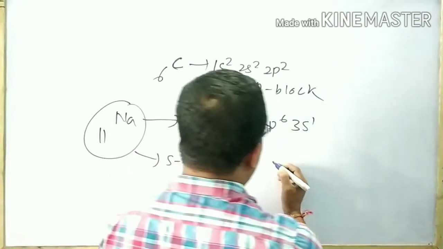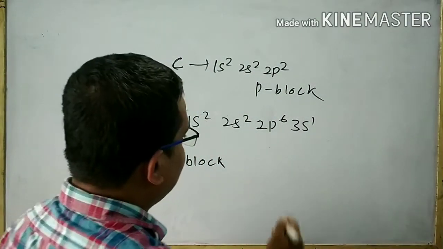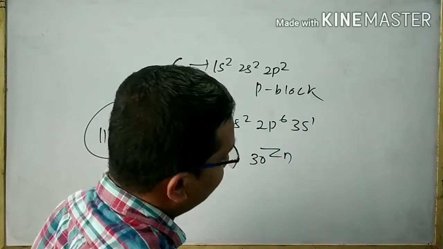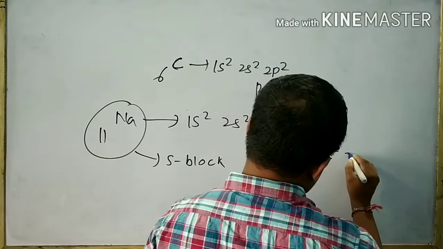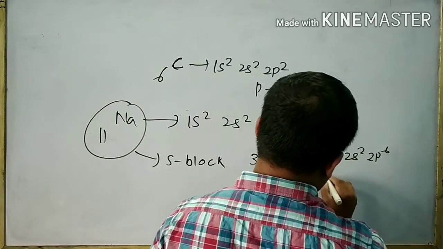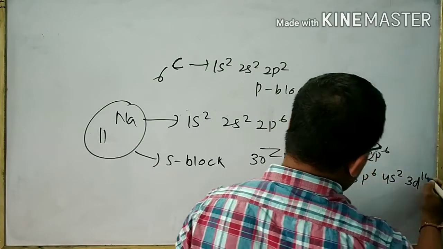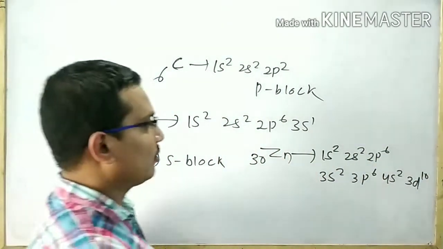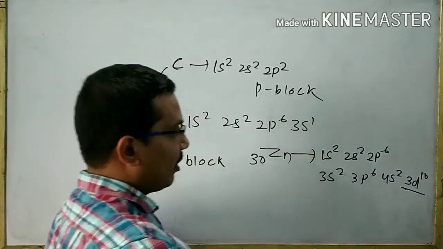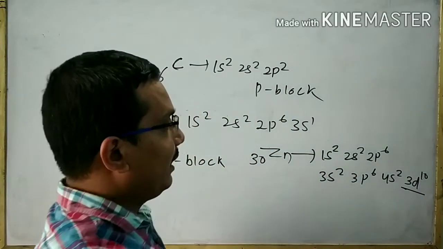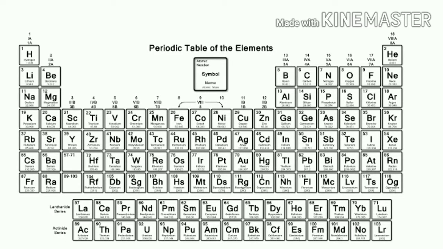Suppose I want to know the block of zinc. The atomic number of zinc is 30. The electronic configuration of zinc is 1s2, 2s2, 2p6, 3s2, 3p6, 4s2, 3d10. As a result, zinc belongs to the D block element because the last electron goes to the D orbital. Look at the modern periodic table. The zinc atom is present in the D block.